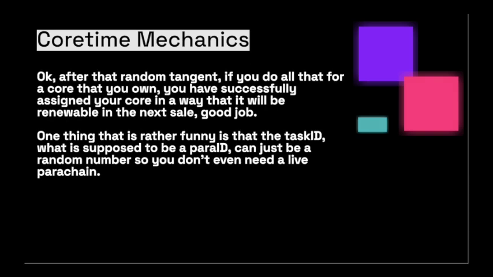Okay, that was a bit of a random tangent, but if you do all that, you have your core and you've assigned it and it's renewable in the next stage. One thing that seems rather interesting that Claude pointed out to me was the task ID, which I assumed was just the para ID. It can just be a random number, so you can just put 69420, and apparently you can assign it to that task and it becomes renewable. Not sure, but probably want to fix that maybe.